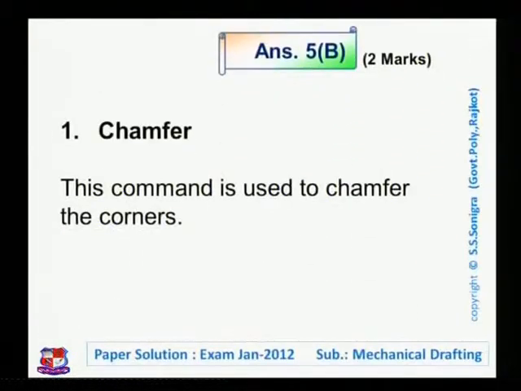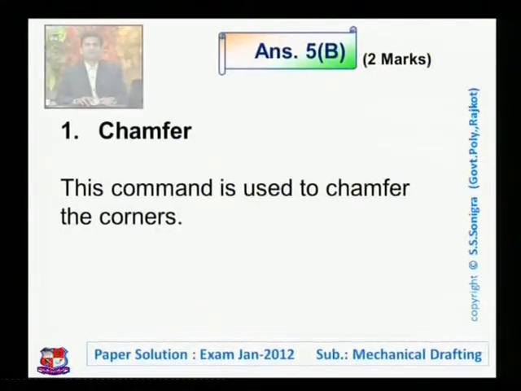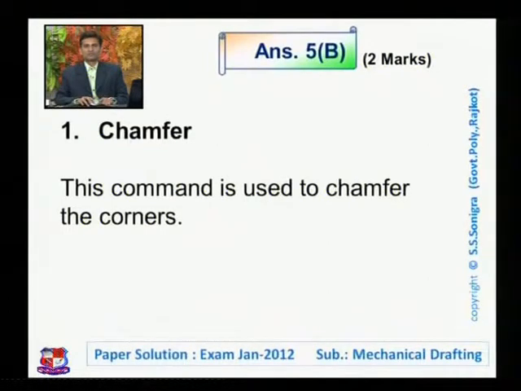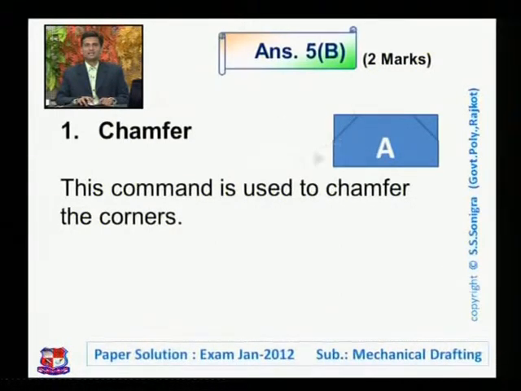First is chamfer. This command is used to chamfer the corners. To chamfer means cutting the corners at an angle of 45 degree. Length of chamfer may be given to us, or the angle specification may be given to us from where it starts, like this. This is rectangle A. If we want to chamfer it, we have to draw lines like this, which makes an angle of 45 degree and cuts these edges.